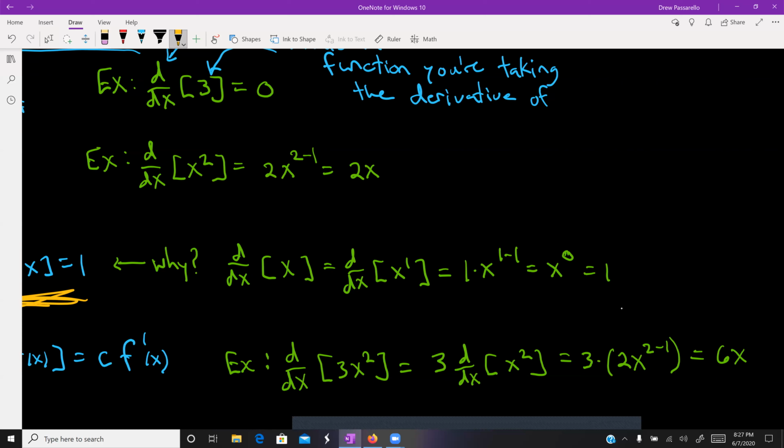That's just an important rule with numbers and exponent laws: any number to the 0 power is 1, except 0 to the 0.